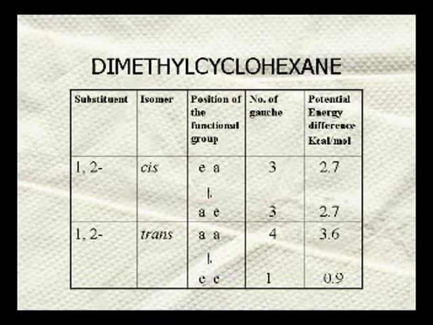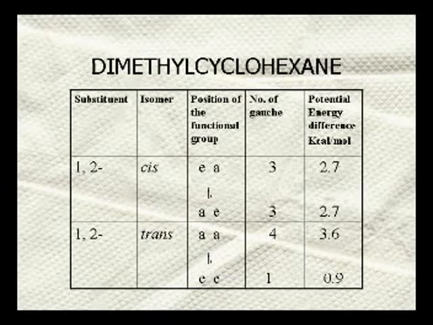Then let me go to the 1,2 trans combination. There, as I mentioned earlier, for 1,2, the axial-axial or equatorial-equatorial combination is trans. As I mentioned in the previous case, whenever we find the functional group at equatorial-equatorial, there will not be any problem, there will not be any repulsion. But when we come to the axial functional group, they will cause a lot of problems. Because of one axial methyl group, there will be 2 gauche interactions, as I mentioned in the case of monosubstituted cyclohexane. In this case, we have 2 axial methyl groups, so totally four gauche interactions are operating. Due to that, there will be a rise in energy of 3.6 kilocalories per mole.